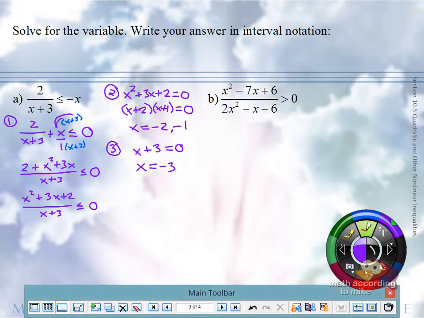Right. The remaining steps all have to do with the number line. Step 4, draw a number line. We're going to divide it into sections using the numbers from steps 2 and 3.